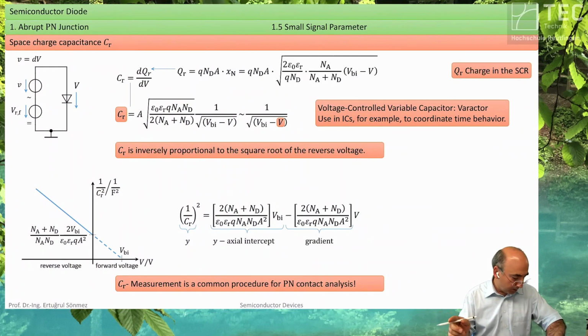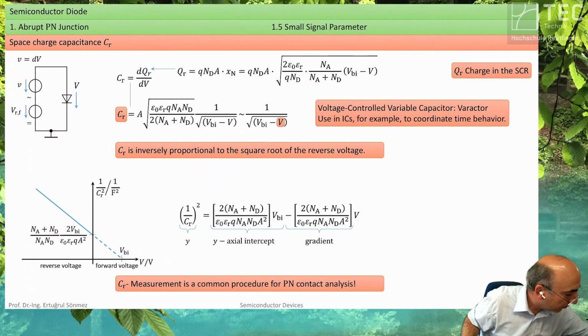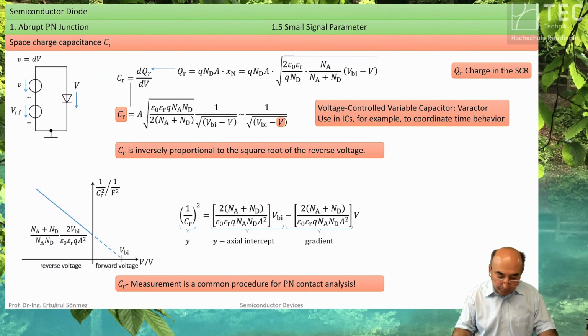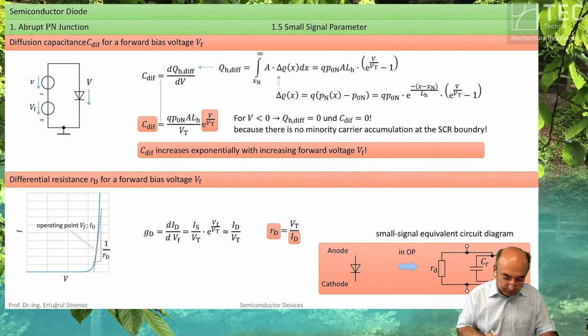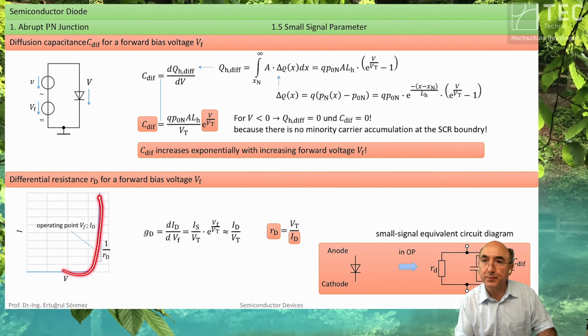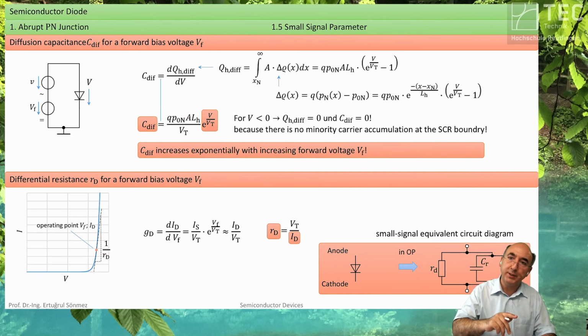And next week, we will take a look at the parasitic properties of the PN diode concerning the capacities and also the differential resistance of the diode, which is very important for the analog circuit generation and the behavior of the diode for small signals.